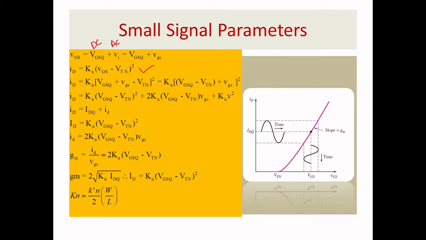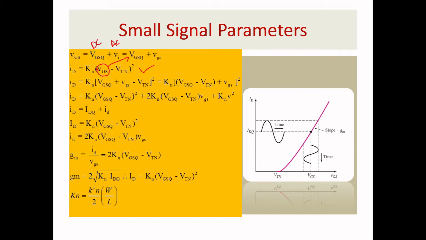It's not in the non-saturation region. It is only for the saturation region condition. Now I am going to plug in this VGS. I already calculated what VGS is. I just substituted, so if you substitute, you will get ID equal to Kn (VGSQ plus vgs minus VTN) whole square.